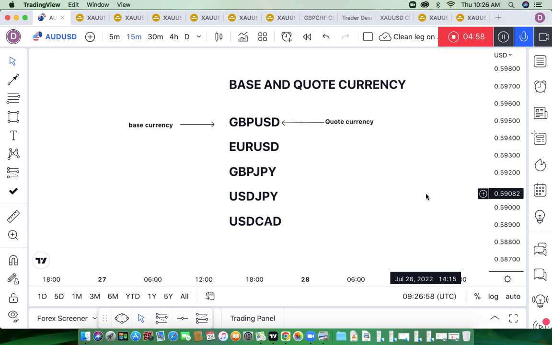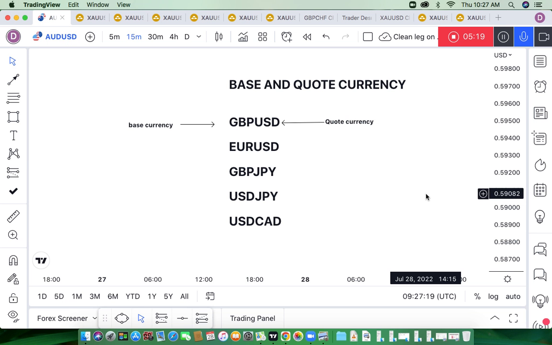So bullish, going long, buying, they are all the same thing. Then the reverse is the case for bearish, going short, or selling. So buying, going long, bullish, they are all going up. Bearish, selling, going short, they are all coming down. So that is what you need to understand.